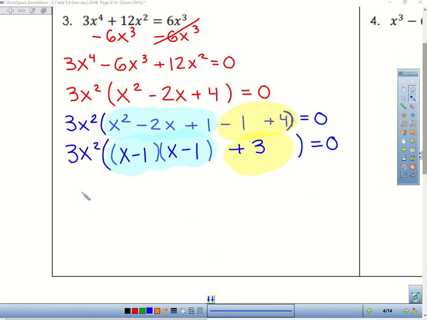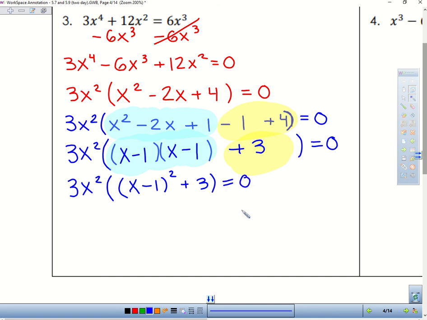Now, how can I rewrite 2 identical binomials as one expression? Square. Good. All right. So everyone with me on how we got to this point? Yes. Now, don't we have the product of 2 expressions here? The product of 3x squared and x minus 1 squared plus 3.